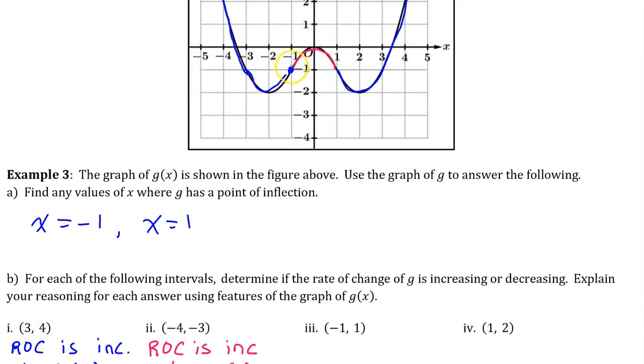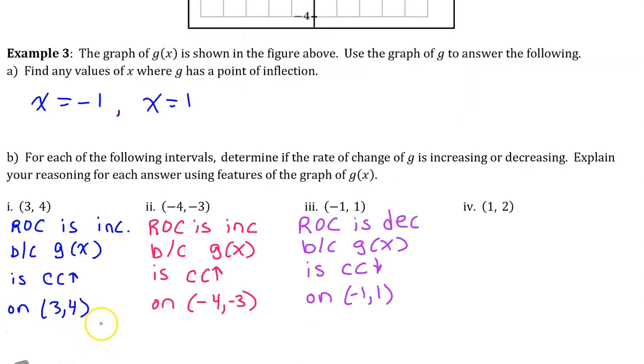On the interval from -1 to +1, g of x is concave down, so we know the rate of change will be decreasing. We'll say the rate of change is decreasing because g of x is concave down on the interval from -1 to 1.